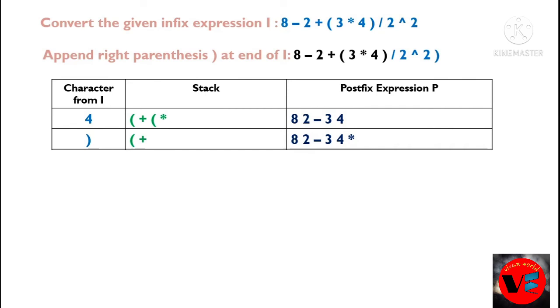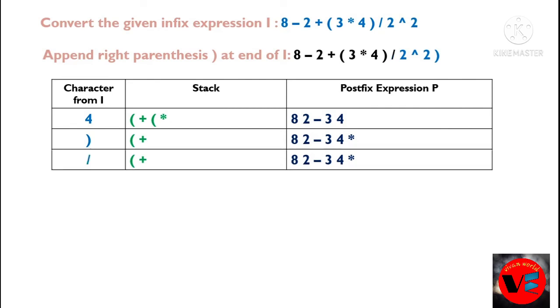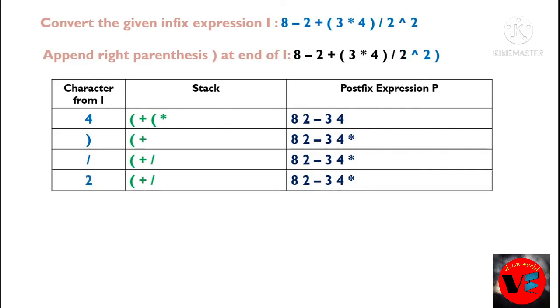Next is the division operator. When a division operator comes, we have to look into the stack: is there any higher or same precedence operator than the division operator? But there is no higher or equal precedence operator in the stack. So the division operator will be pushed on the stack. Next, operand 2. Since it's an operand, it will be directly kept as a part of the postfix expression. So 2 goes as a part of the postfix expression.